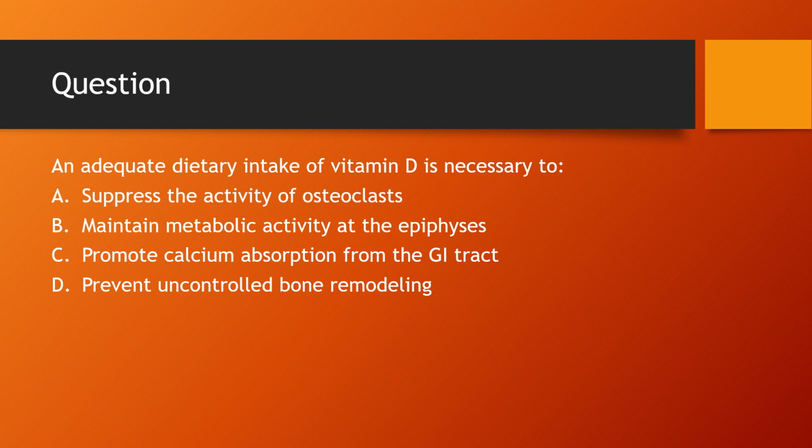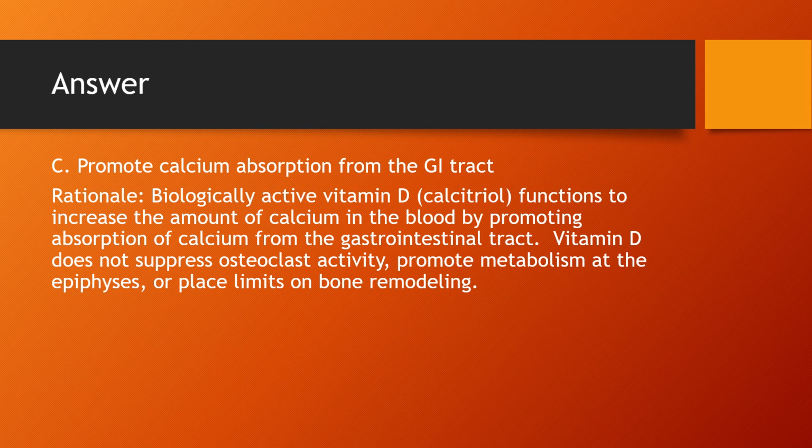So here we have a question to just review a little bit some of the things that we've been learning. So here's your question. An adequate dietary intake of vitamin D is necessary to A, suppress the activity of osteoclasts, B, maintain metabolic activity at the epiphysis, C, promote calcium absorption from the GI tract, or D, prevent uncontrolled bone remodeling. The correct answer is C. Vitamin D promotes calcium absorption from the GI tract.